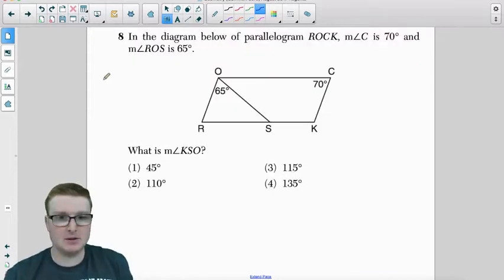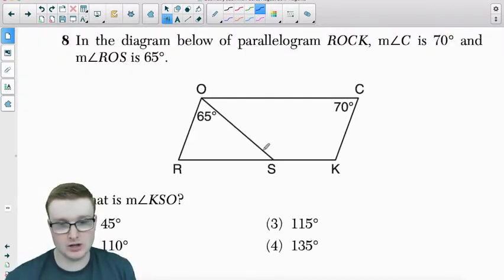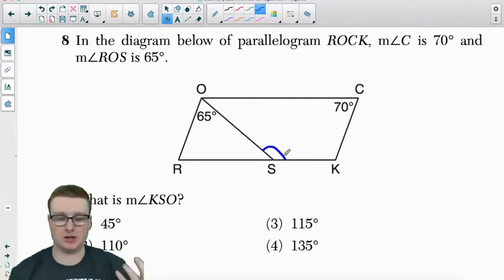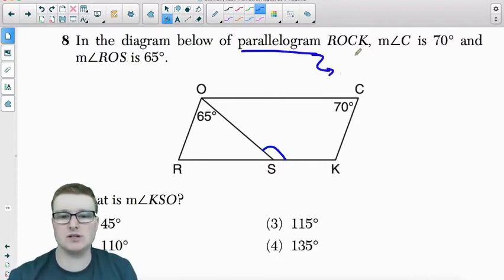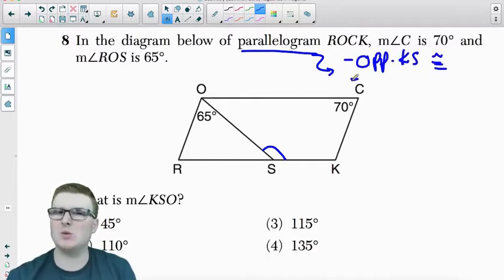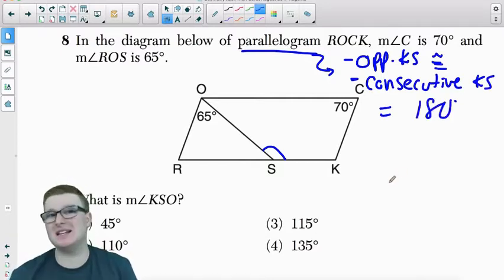Number 8, in the diagram below of parallelogram ROCK, angle C is 70 degrees and the measure of angle ROS is 65 degrees. What is the measure of angle KSO? We're looking for this. All right, let's talk about a parallelogram. Opposite sides are congruent. Opposite angles are congruent. Consecutive angles are supplementary. All this should be jogging in your head. But since we're working with angle measures, we're just going to focus on the angle measures. We're going to say that opposite angles are congruent and consecutive, meaning the ones that are next to each other, angles add up to give you 180 degrees, meaning supplementary to each other.